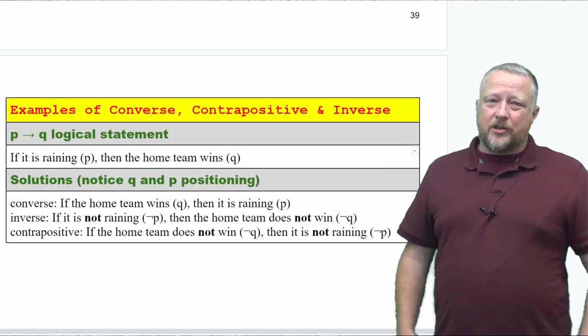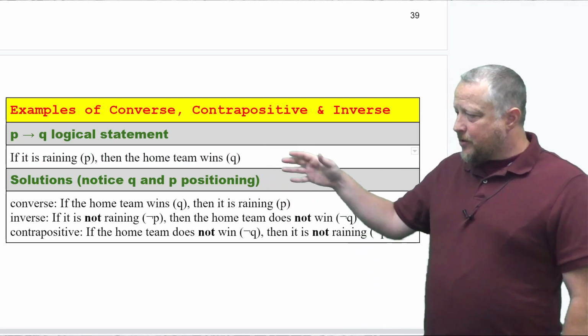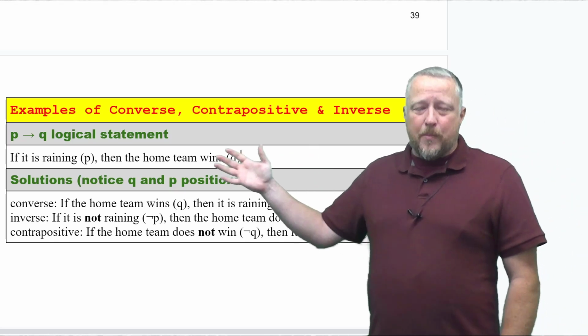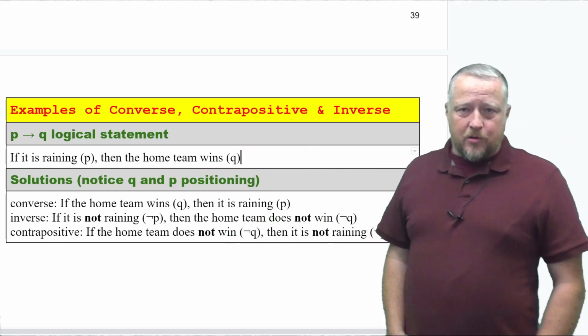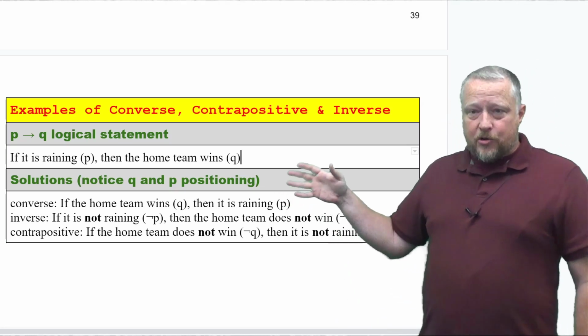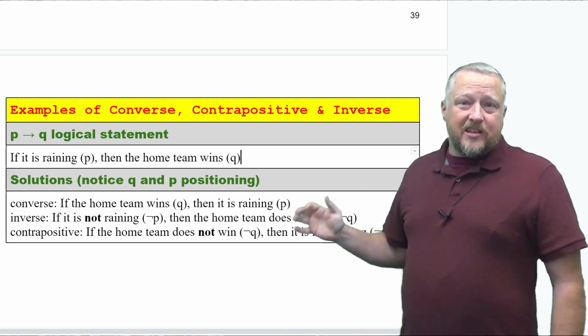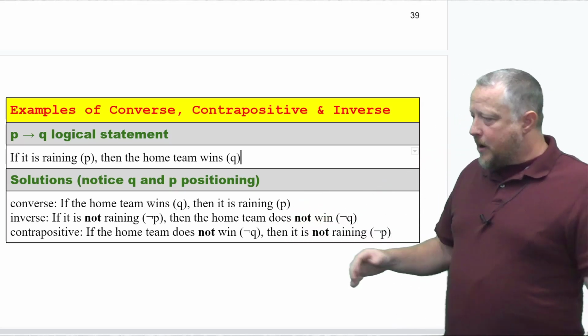The solution for this is pretty easy, to be honest with you. We already have our setup. If it's raining, then the home team wins. Notice I already break it up into its P's and Q's. That sounds like a term. But anyway, getting your solution and overall positioning is almost basically the same idea, but we have to be careful about one item.